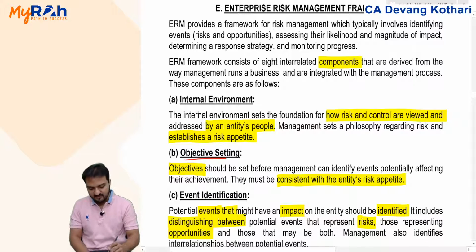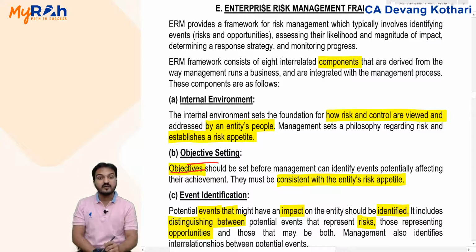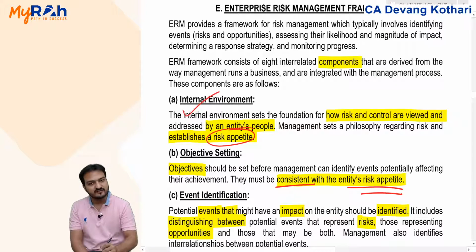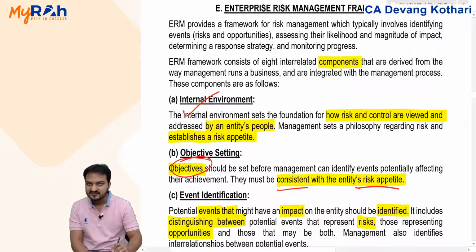Objective setting means you set the objectives of your company. The objective you set should be consistent with the risk appetite. So number one, you decide your risk appetite by seeing the internal environment. Number two, you set the objectives that are consistent with the risk appetite.